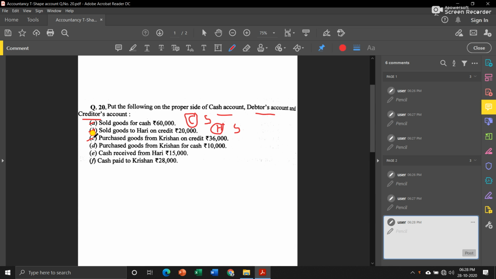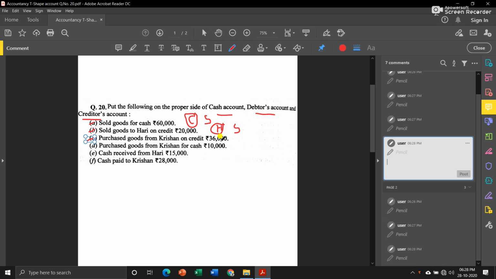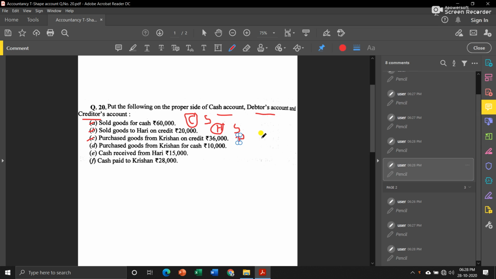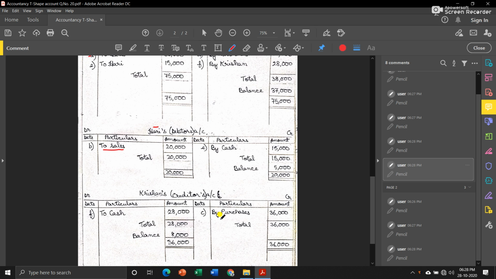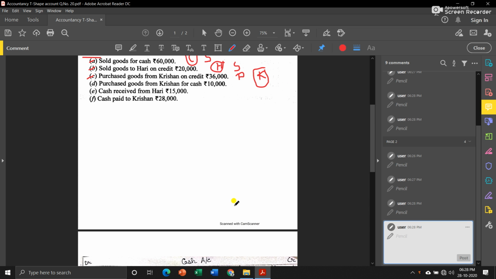Then next transaction number C, purchase goods from Krishan on credit. Now in this transaction the two accounts involved are purchase account and Krishan account. Purchase account we are not required to prepare, so we will focus on Krishan's account. Now we purchased goods from Krishan on credit, that means our creditor is increasing, so when liabilities are increased it will be recorded on the credit side, so we will write by purchases rupees 36,000.